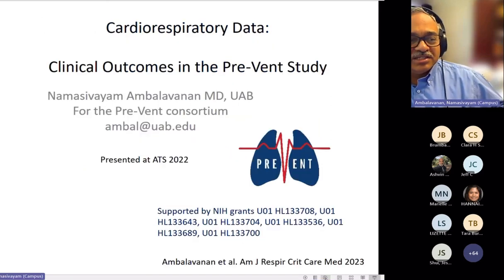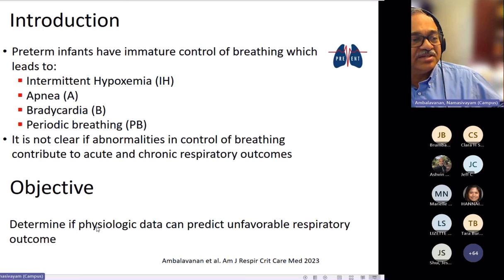So now let's shift gears a little bit to cardiorespiratory data. So this is part of the data from the PREVENT study, which was a multi-center study done by the NHLBI, and UAB was one of the centers, other centers being Case Western, Miami, WashU, and UVA was a data center.